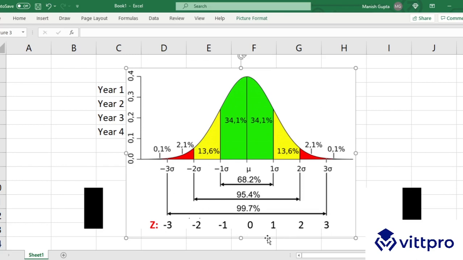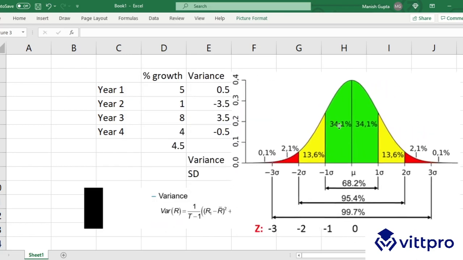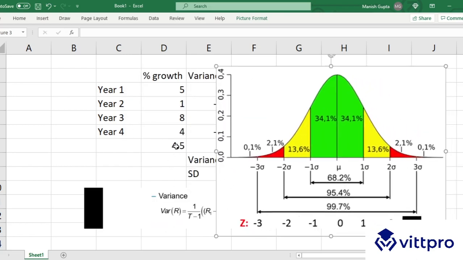So the standard deviation of +1 to -1 normally represents about 68% of the population. If it falls here, very close to the mean, it means the performance is not very volatile. There will not be much exceptional performance. Like in our data, we have 1% and 8%, right? Compared to the 4. Now 4 is the mean here. This 4.5 is the mean. Now this 4.5 will lie here, right? If it's 4, it will lie here.